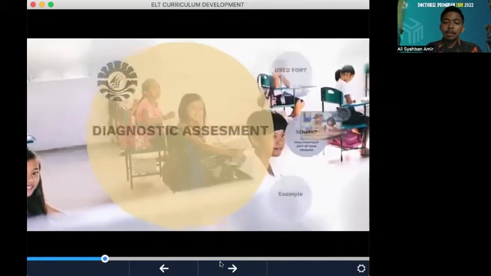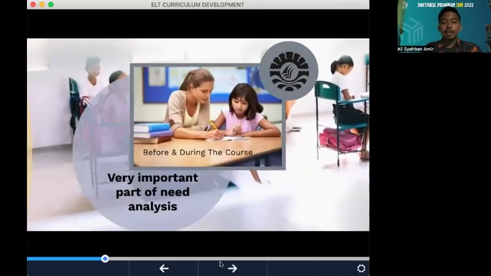And then, diagnostic assessment is a very important part of needs analysis. In doing needs analysis, it is used to find what learners know well. This is a very important part of needs analysis, before a course begins and during the course running.